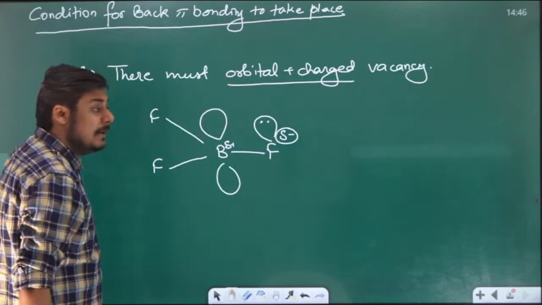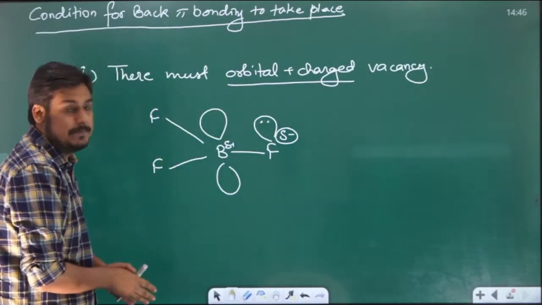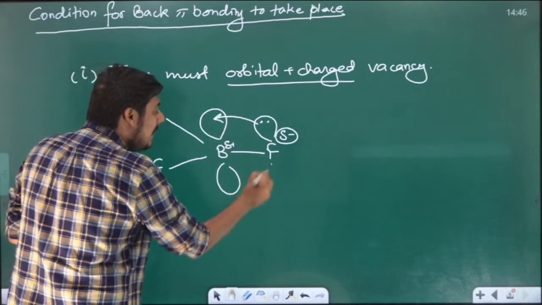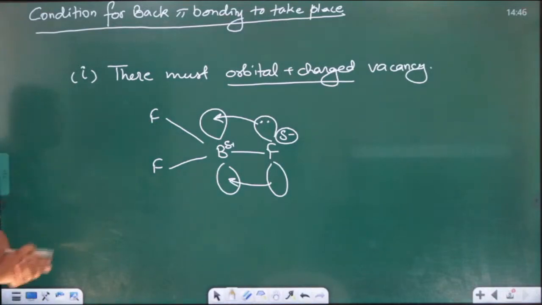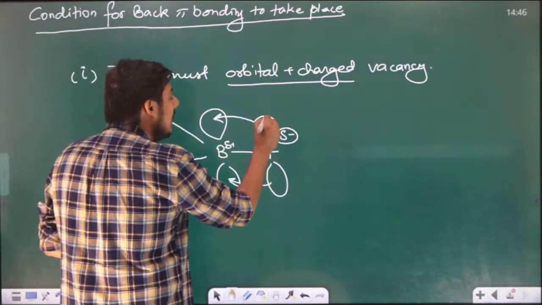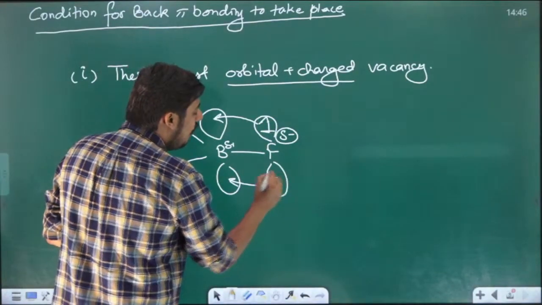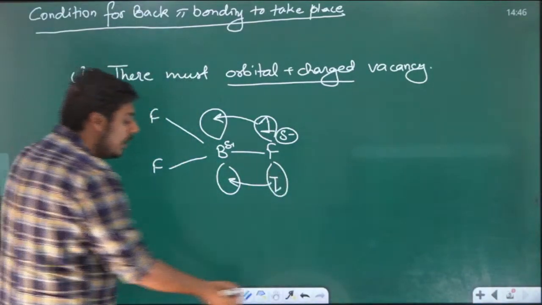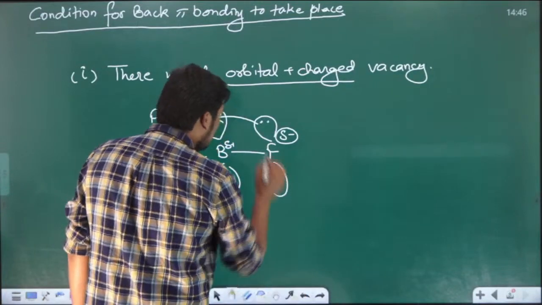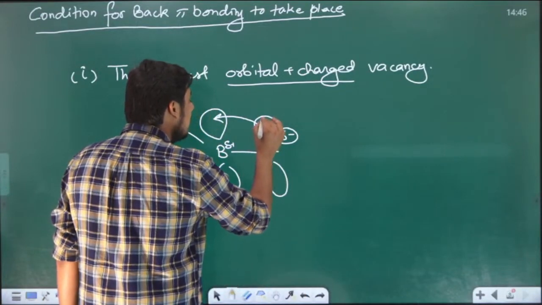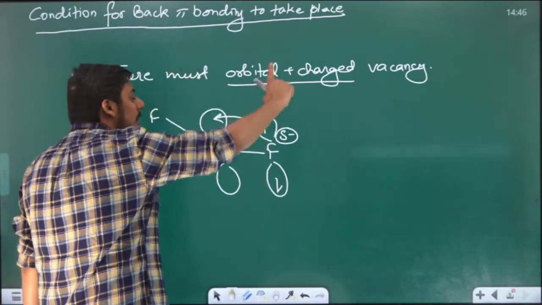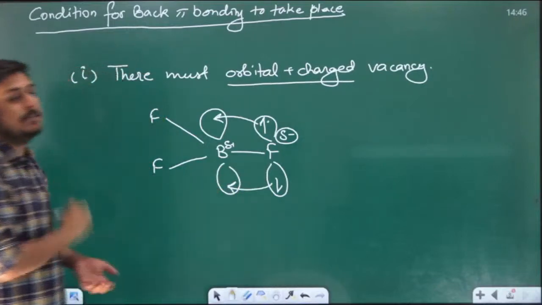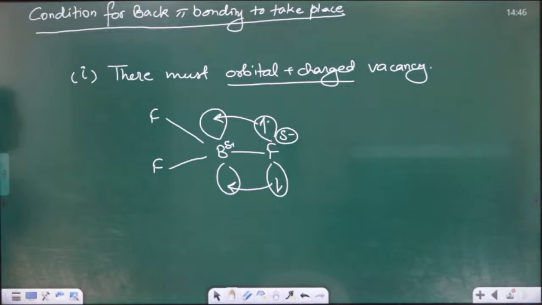Why is an orbital required? Because this electron density must go in somewhere, right? If there is no orbital for sideways overlapping, no pi bond will be formed. That is another key aspect to note down. This is very, very important. If there is no electronegativity difference, if there is no orbital vacancy, nothing can make a back pi bond. No molecule will make a back pi bond. That is another interesting key aspect that you must know.